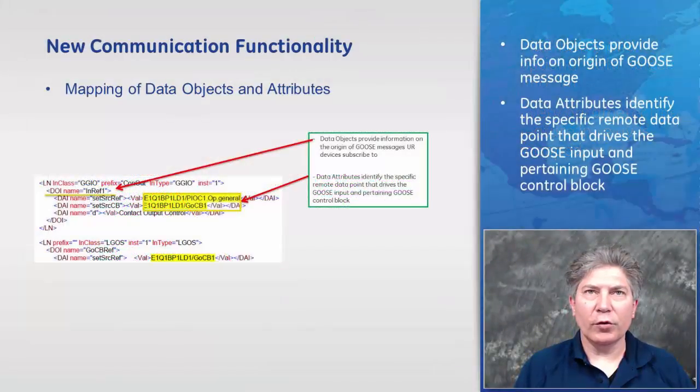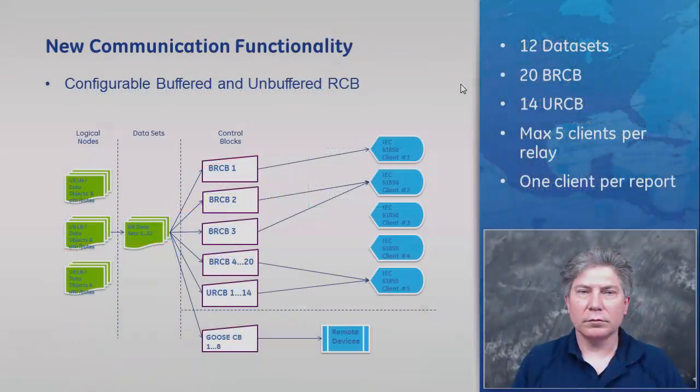So a little overview on what the difference between a data object and a data attribute is. The data object provides information on the origin of the Goose messages UR devices are subscribing to. The data attributes identify the specific remote data point that drives the Goose input pertaining to the Goose control block. As a result, end-to-end Goose subscription mapping information within CID files simplifies understanding of the Goose service with other devices and integration efforts. This is critical considering the growing demand of Goose services in station lands that may have hundreds of remote devices communicating via Goose.